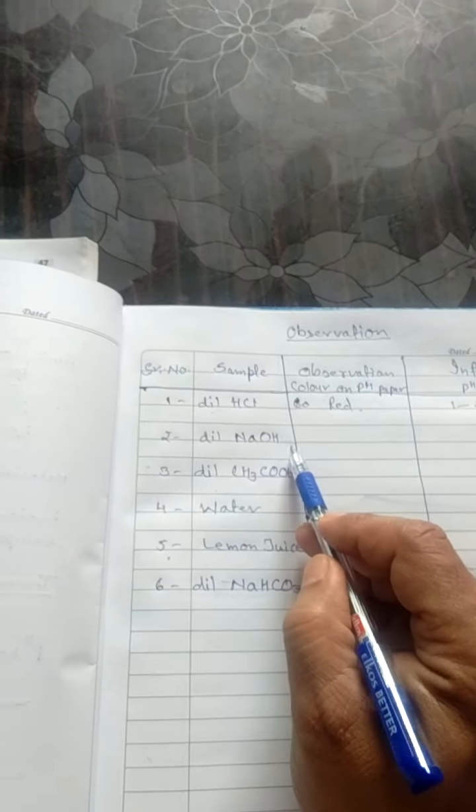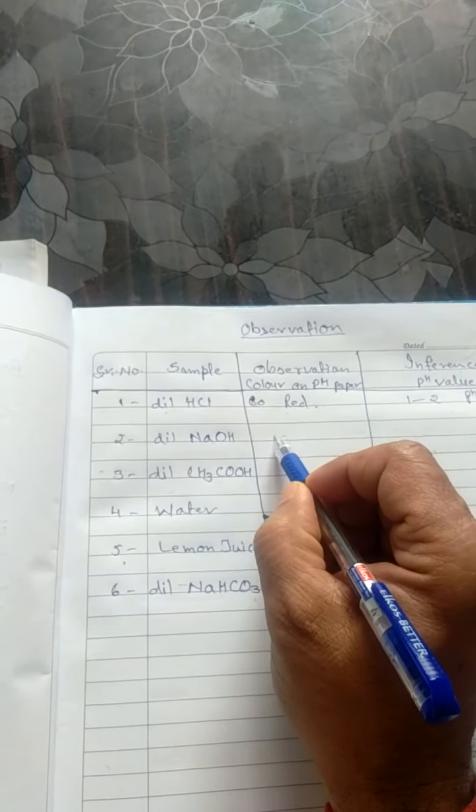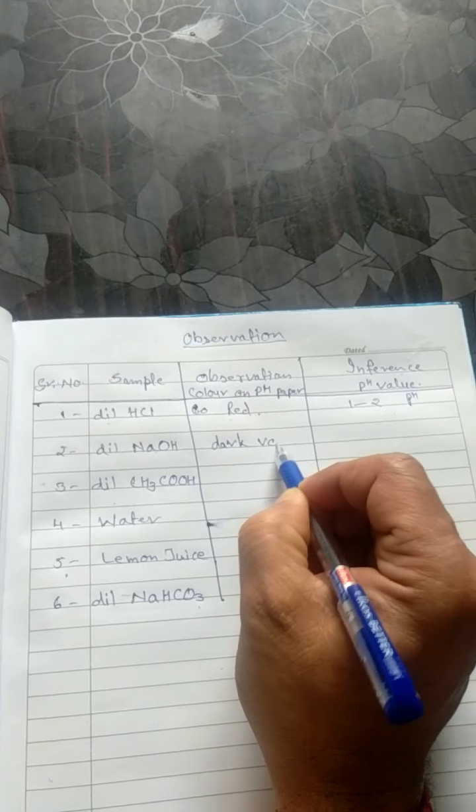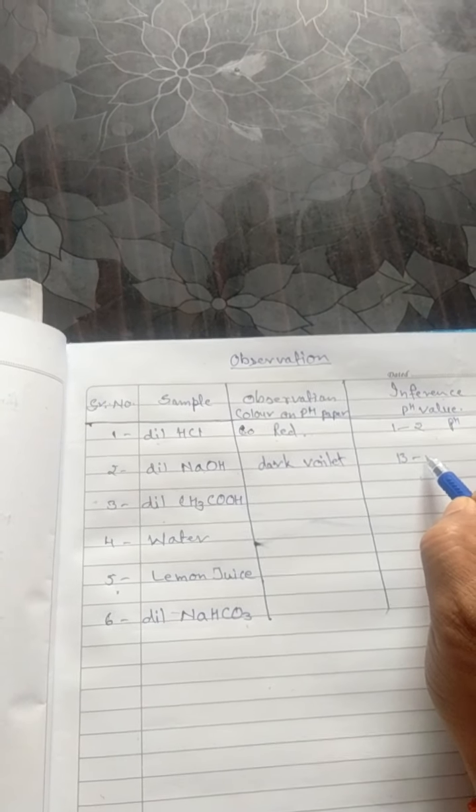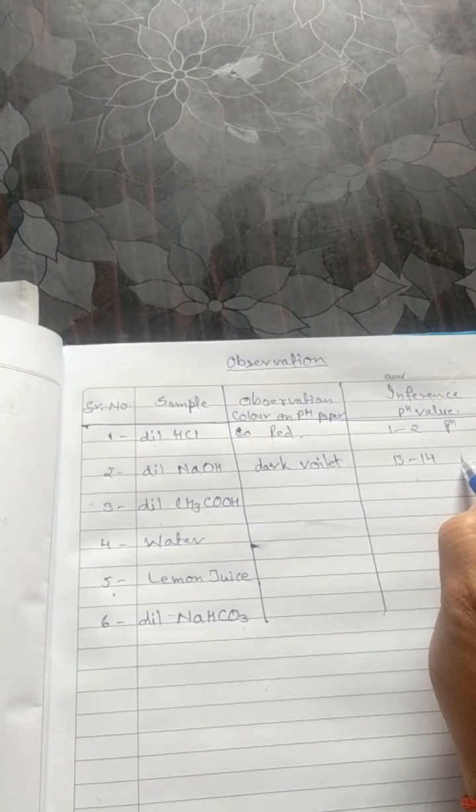Similarly, dilute NaOH will show dark violet coloration, because sodium hydroxide is highly basic. It will show dark violet coloration. This shows a pH range in between 13 to 14.